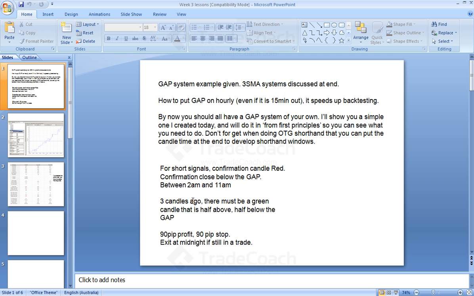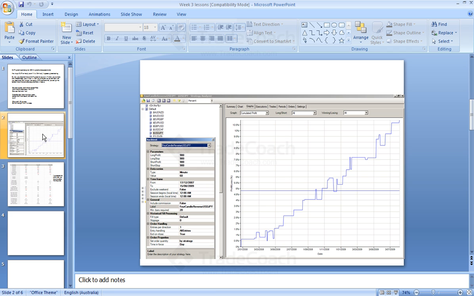And three candles ago, that was the fourth candle, it must be green, half above, half below the gap. And 90 pip profit, 90 pip stop. If at midnight I'm still in the trade, I hop out. And that's how that little one went, which is not too bad.